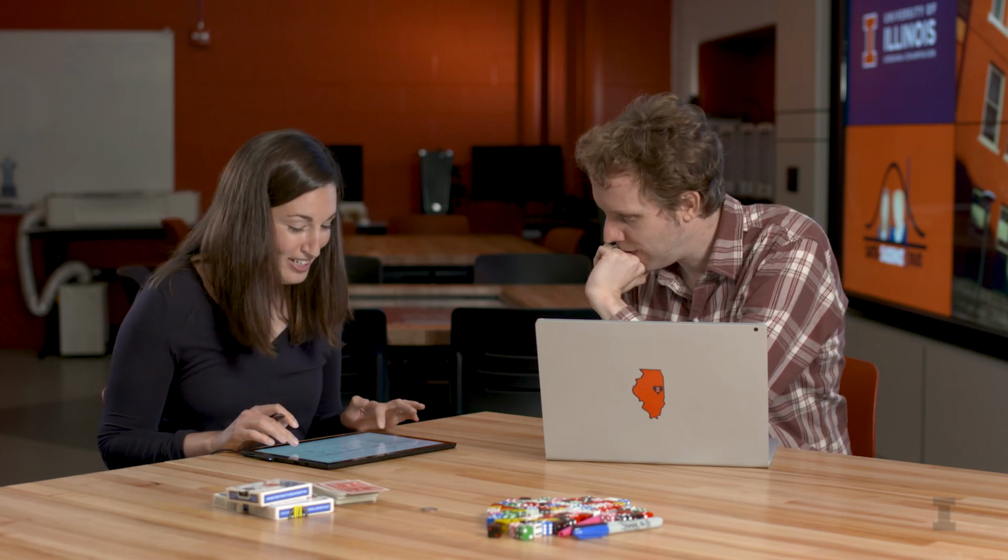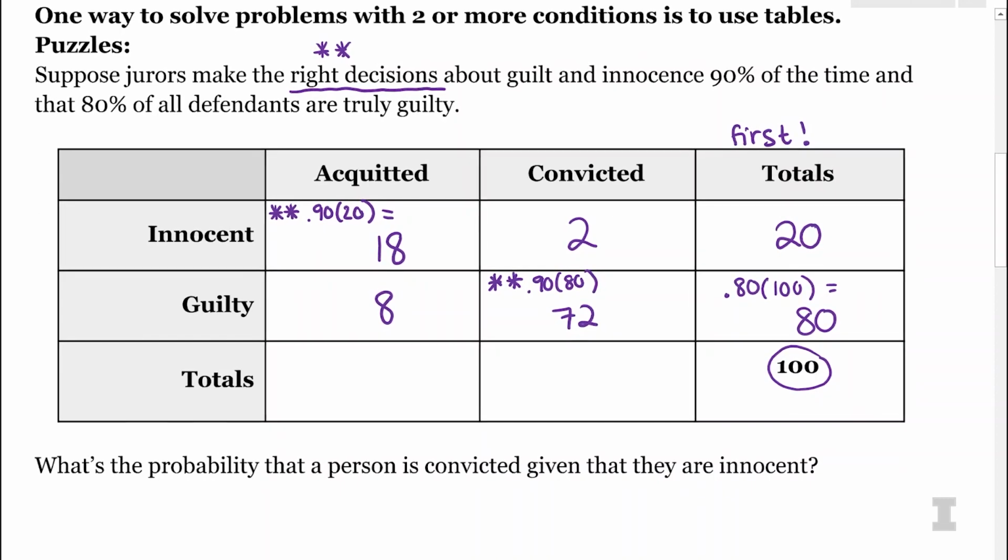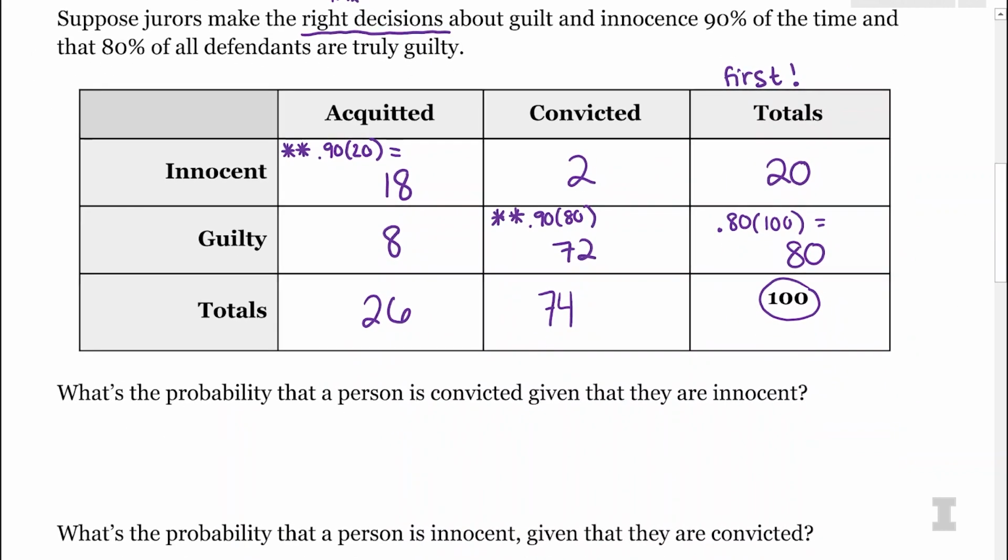Yeah, based on that. So then I am almost done with my table. I'm going to go ahead and sum these columns. So 18 plus 8 is 26 people were acquitted, and then 74 people were convicted. So now that I have this table, this question should be a lot easier.